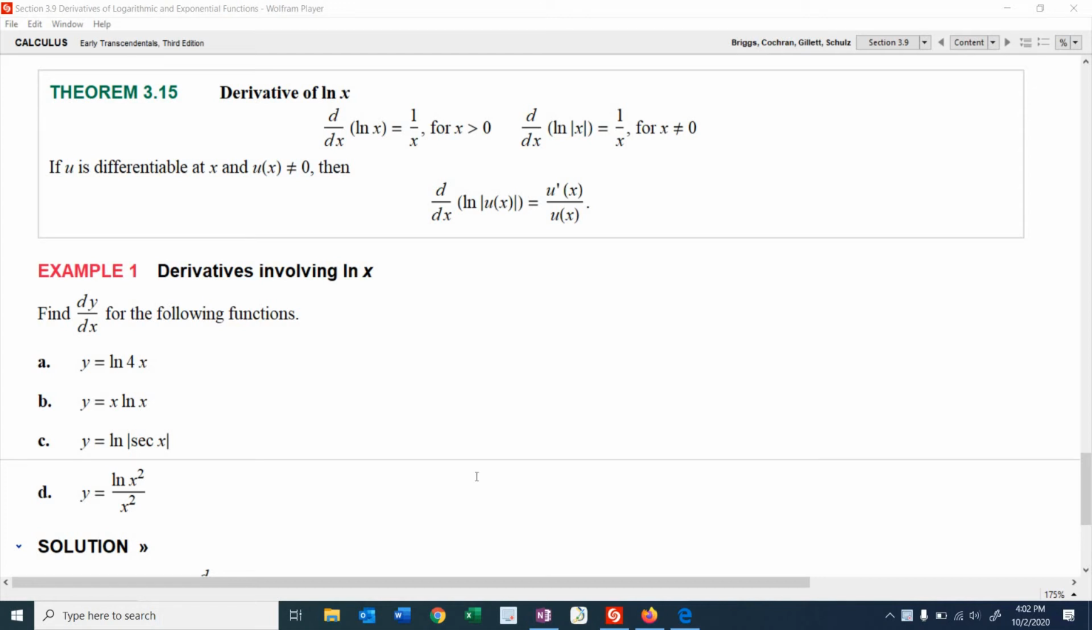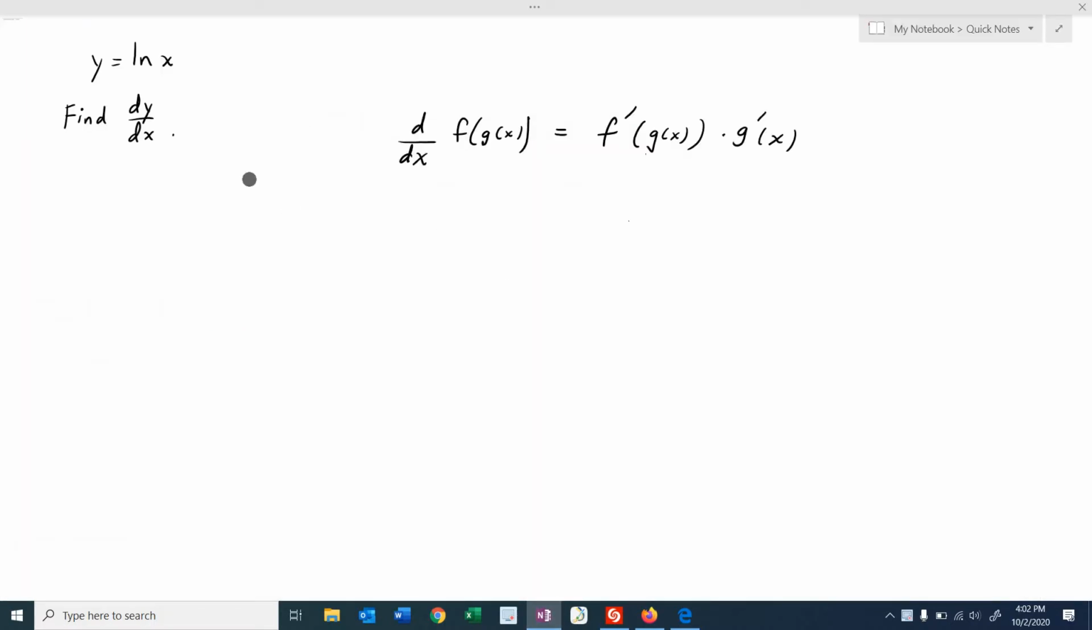Hello again. In this video, we're going to find the derivative of the natural log of x. Let's say y is equal to ln of x, and we want to find dy dx. Now, we're not going to find dy dx directly. What we're going to do is turn this into its exponential form.